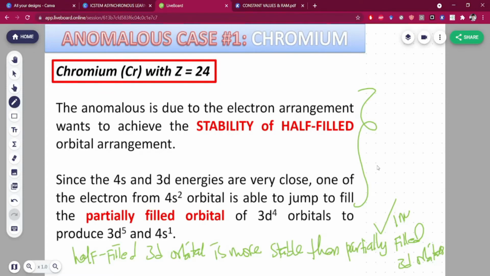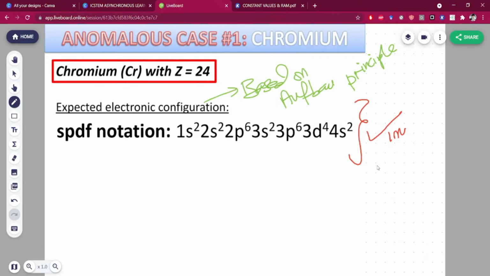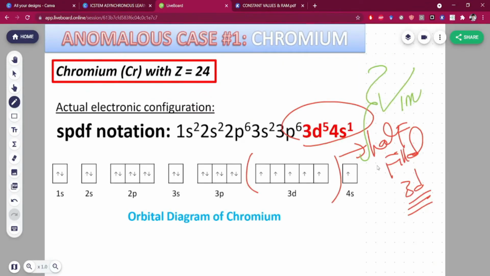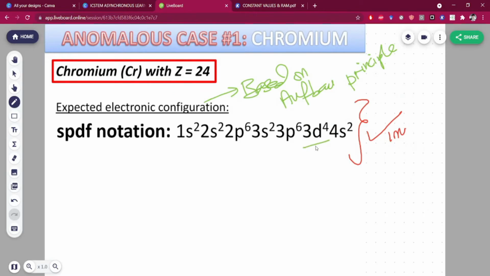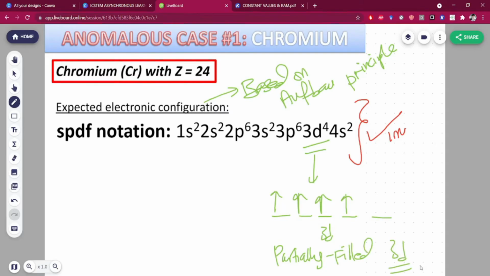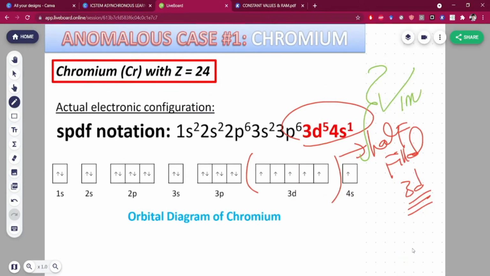So what does it mean by half-filled? You've seen that just now. This is the half-filled. These are the partially filled. If you take that out, 1, 2, 3, 4, 5 for 3d, you get 1, 2, 3, 4 for partially filled 3d. So it is less stable than half-filled 3d orbitals. So that is for chromium.